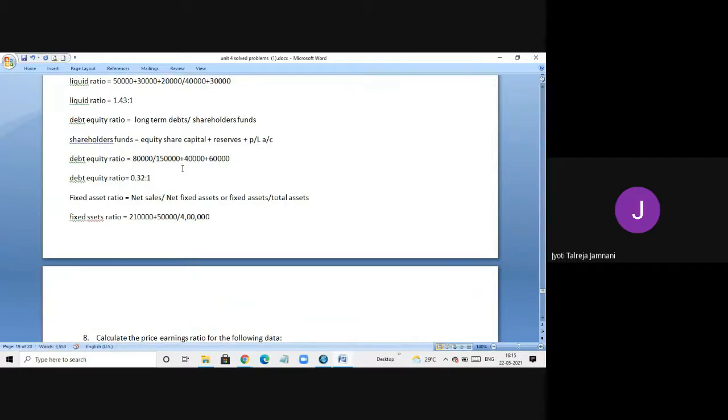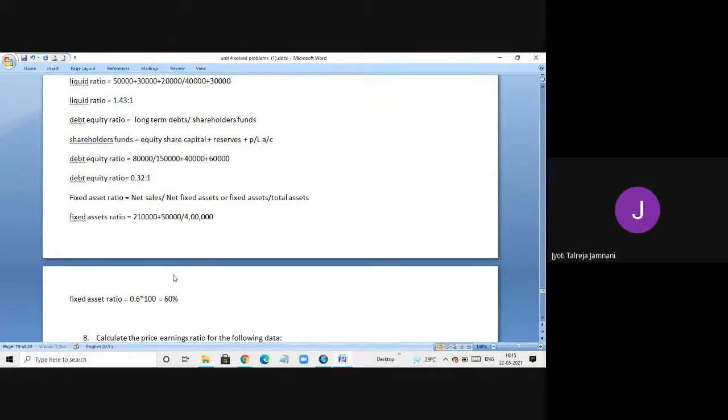See how much, anybody can tell me how much you get? Fixed asset ratio is equal to 260 divided by 4 lakh. 0.6, ma'am. 0.6. You can multiply by 100 and also find it in percent. So that will be equal to 60%.